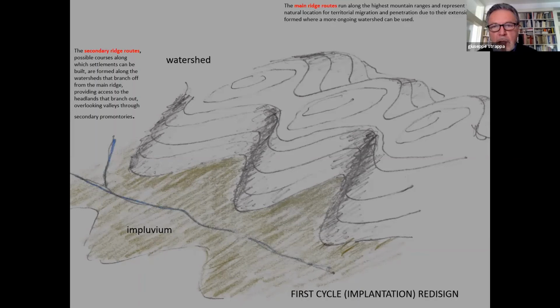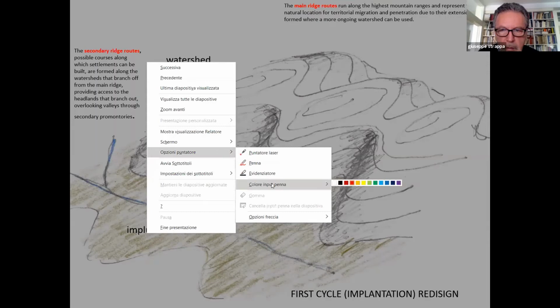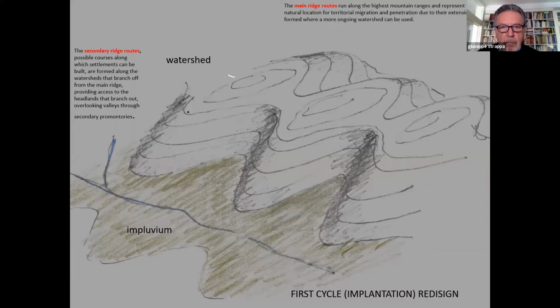So we can think of a type of territory, the general character of the territory, which is in Italy, you see here. We have a ridge, we have a promontory, we have a valley, and we as architects, not geographers or historians, try to understand from the form how this territory works, and in which way the first tribes, Italic tribes, crossed this territory. Of course, they started from the ridge, the main ridge, because this is the man crossing.